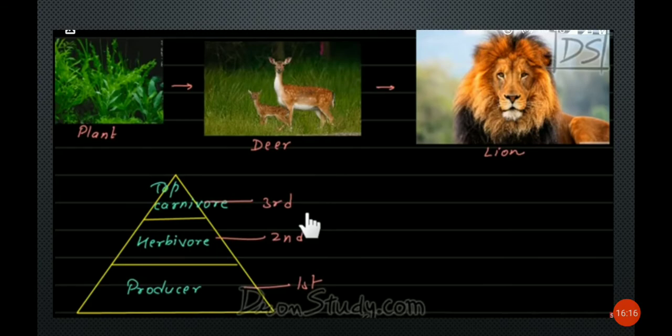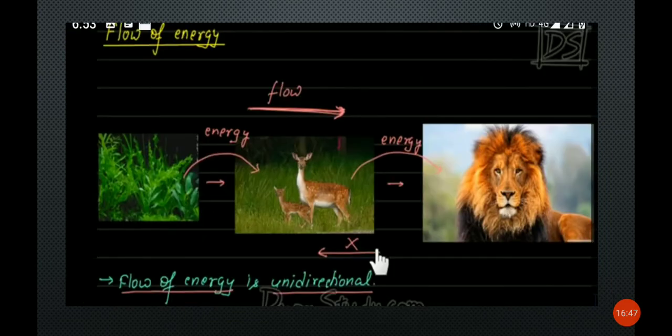This also, only 3 trophic levels are there in this food chain. How many trophic levels are there? Only 3. What are those? First trophic level is producer, second trophic level is herbivore, and third one is directly the top carnivore. So this is a small food chain.